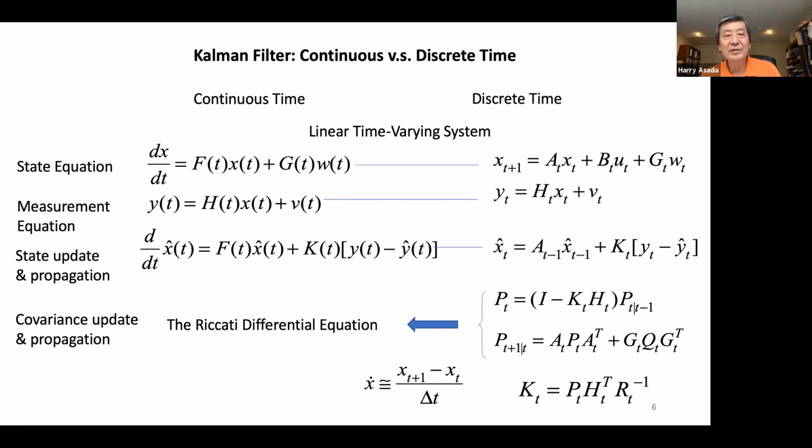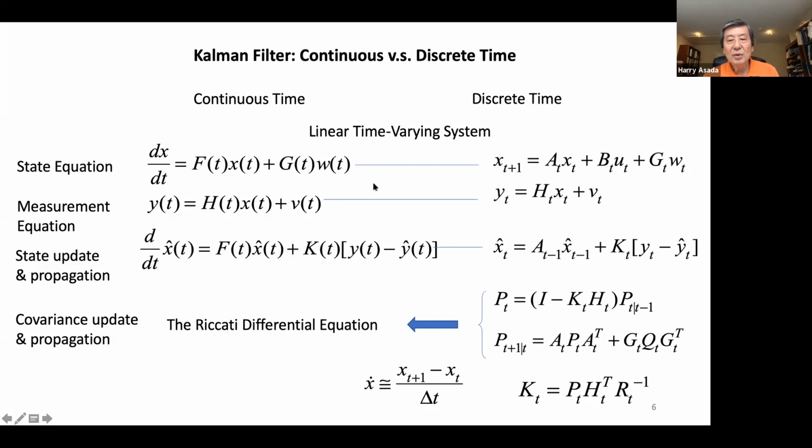And what we'd like to do is to extend it to a continuous time Kalman filter, so that we deal with the linear time varying system. So this side is all discrete time, and this side is continuous time. We use a slightly different notation. Instead of this difference equation, we have a differential equation. And A_t is now replaced by F(t), and x_t is replaced by x(t).